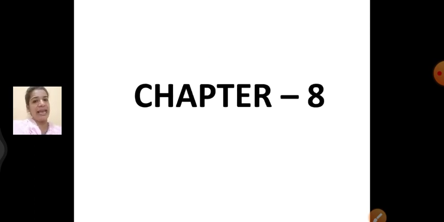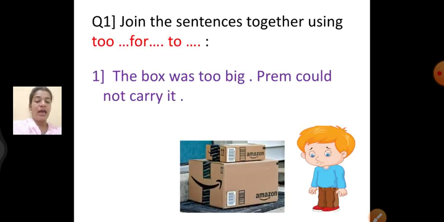Chapter number 8, Part 2. Now in Part 1 we studied about 'too' only. Now in Part 2 we'll study about 'too', 'for', 'to'. You can see in red color 3 words: too, for, to. Now what is 'too' over here? 'Too' is an adverb and it means very, right? Too big, too small.